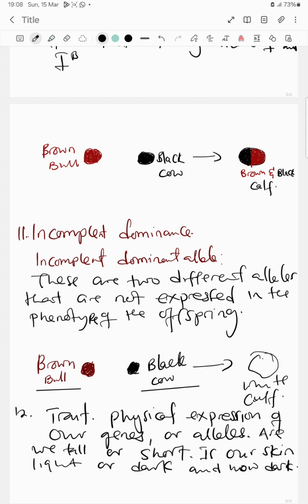So today we're just looking at the introductory to genetics, just looking at the terms, the language that we are going to be using throughout the lesson of genetics.